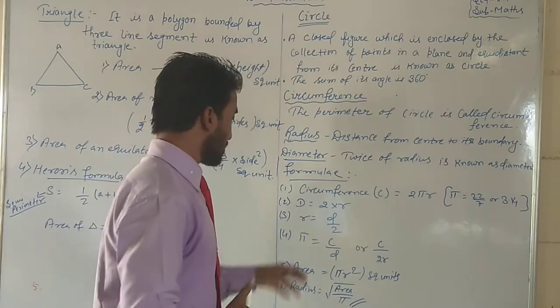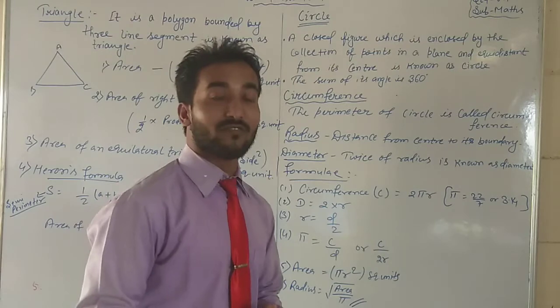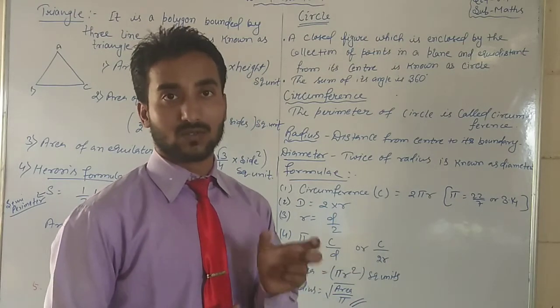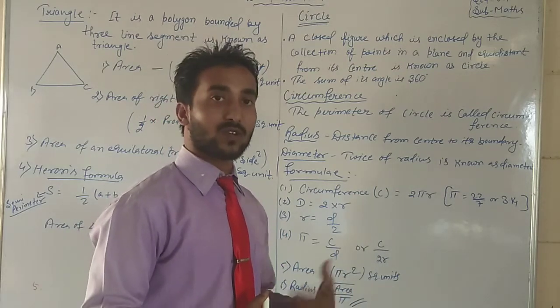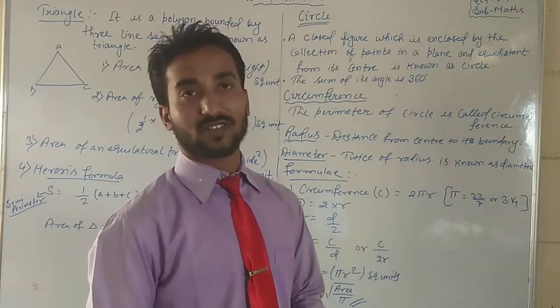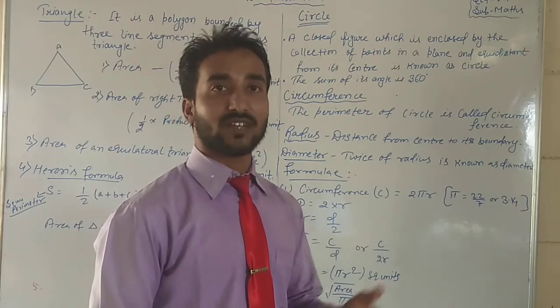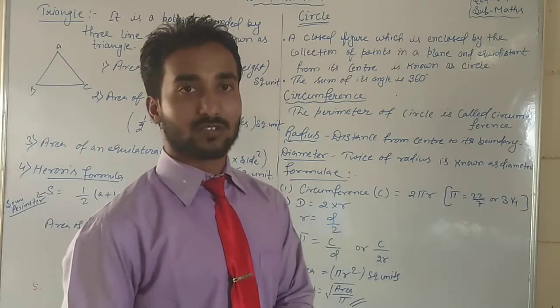See, next formula is the area. If I talk about the area of a circle, what will you do? Simple, pi r squared. R squared means r into r, whatever the value of r is given. The value of pi is 22 by 7 or 3.14. We use 3.14 only when the question says to apply pi equal to 3.14.